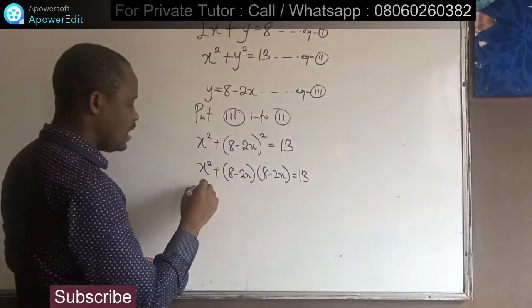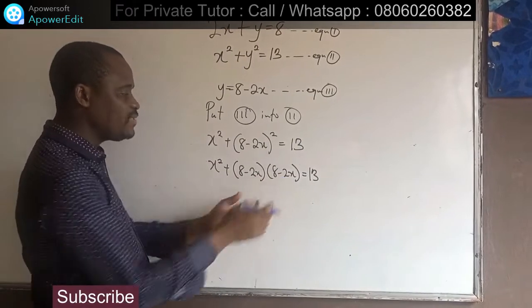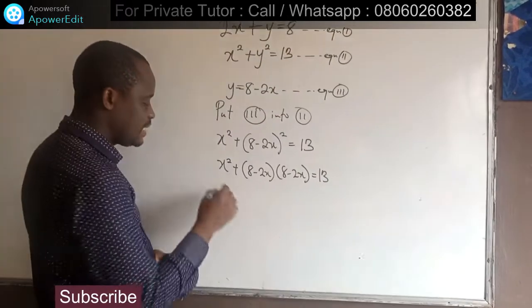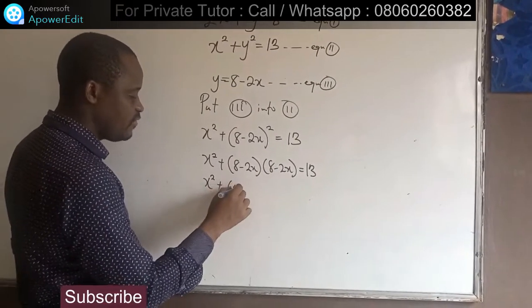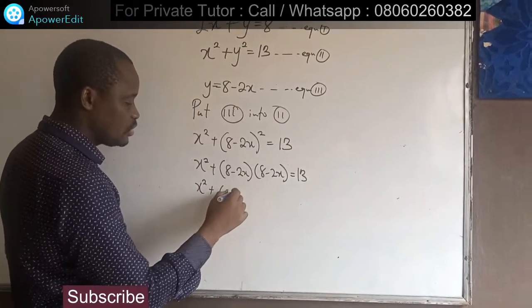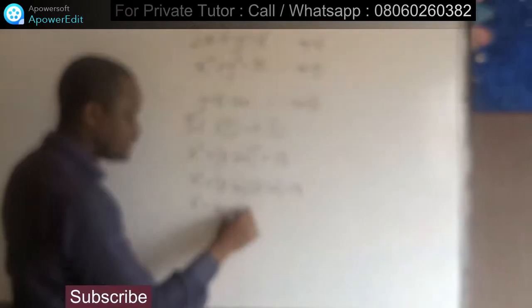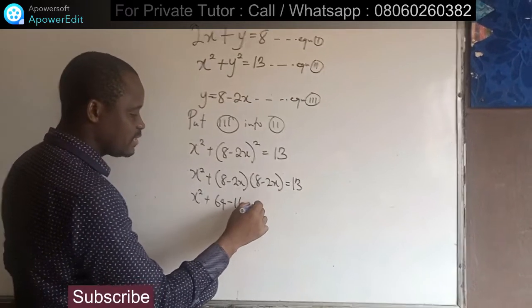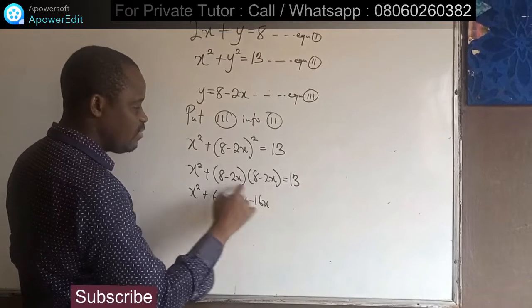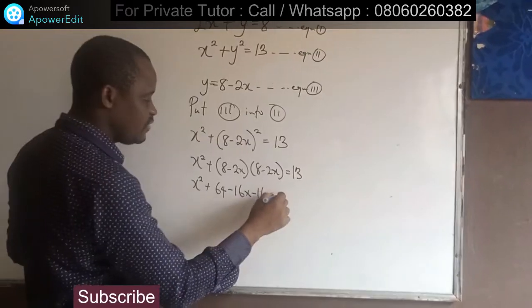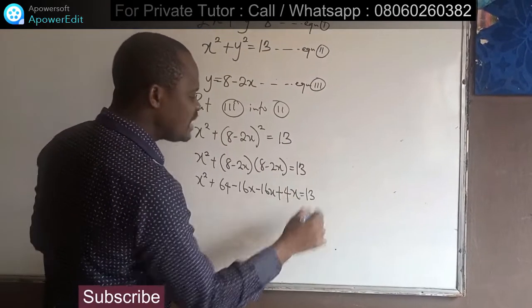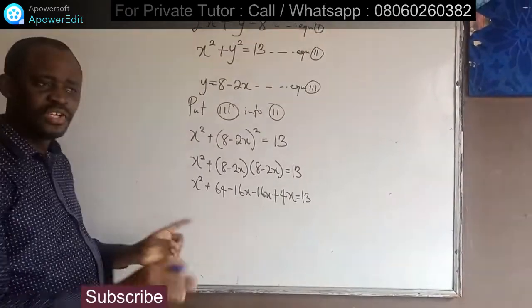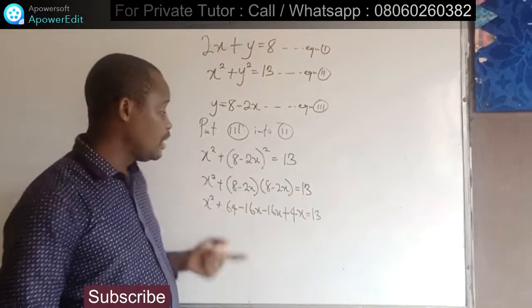Now I have this, it makes it interesting. So the next thing I'll do, I'll multiply these two brackets together. So that gives me x squared plus 8 times 8 is 64. 8 times minus 2x is minus 16x. Minus 2x times this is minus 16x. Minus 2x times minus 2x will give you plus 4x squared equals 13. Now when you get to this condition, obviously it's a quadratic equation full time, what do you do?